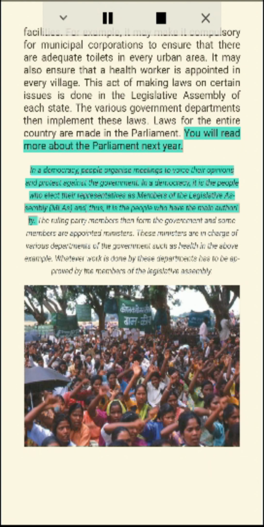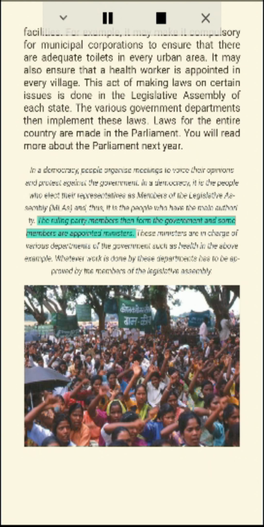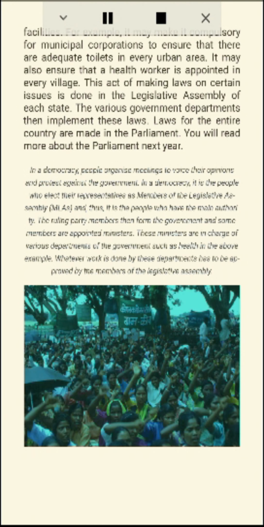In a democracy, people organize meetings to voice their opinions and protest against the government. In a democracy, it is the people who elect their representatives as members of the Legislative Assembly, MLAs, and thus, it is the people who have the main authority. The ruling party members then form the government and some members are appointed ministers. These ministers are in charge of various departments of the government such as health in the above example. Whatever work is done by these departments has to be approved by the members of the Legislative Assembly.